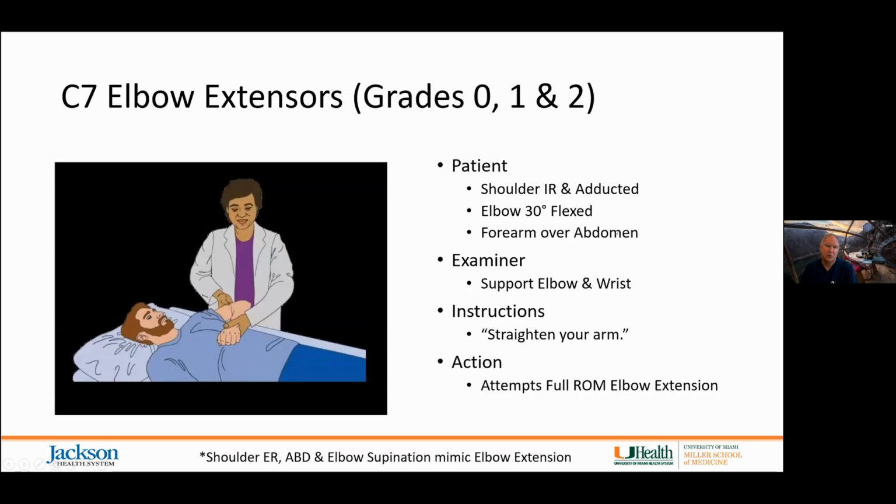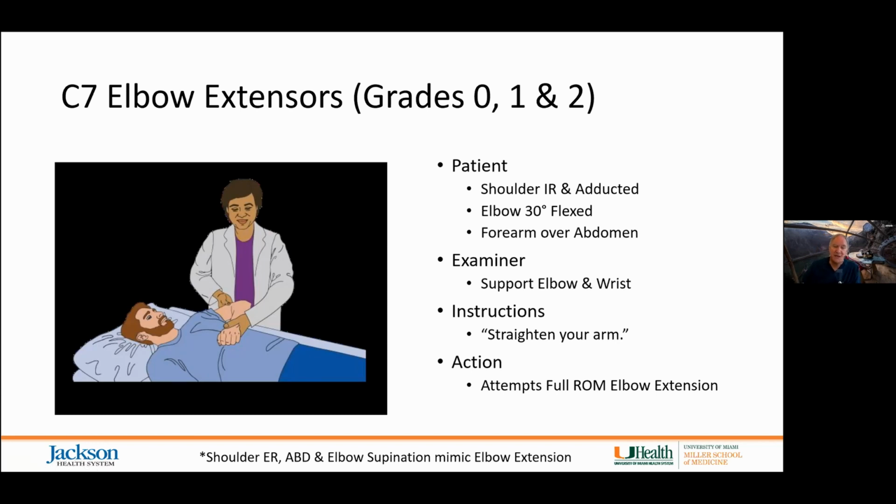C7, now we're looking at elbow extensors. That's our key muscle group. So with the shoulder internally rotated and adducted, elbow flexed 30 degrees, the forearm over the abdomen, supporting the elbow and wrist, we ask the individual to straighten their arm, and they try to move it through full range of motion for elbow extension. Recognize that you need to hold the elbow because they can use external rotators, abductors, and elbow supination, all of which are C5 or C6 innervated muscles, to mimic elbow extension.